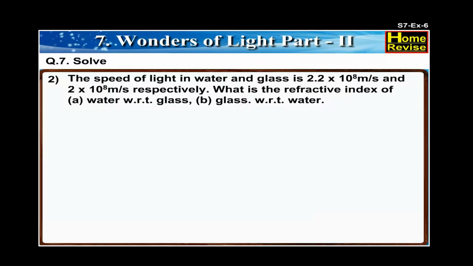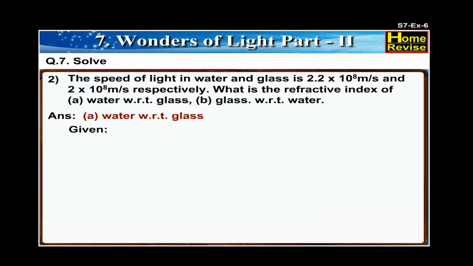Second, the speed of light in water and glass is 2.2 into 10 raised to 8 meters per second and 2 into 10 raised to 8 meters per second, respectively. What is the refractive index of A. Water with respect to glass, B. Glass with respect to water? Answer. A. Water with respect to glass.